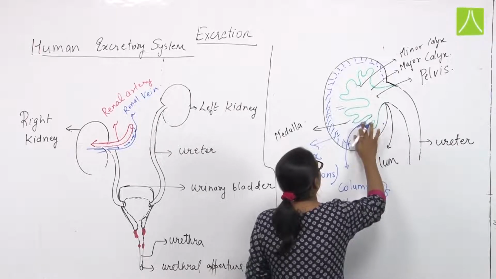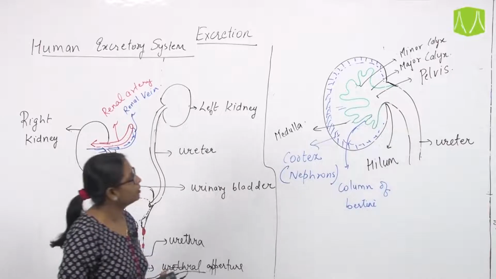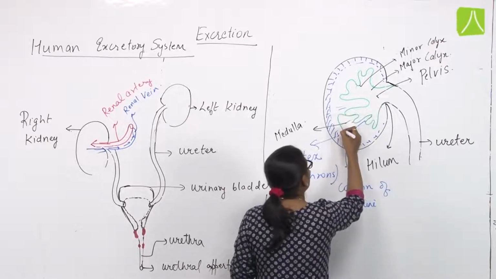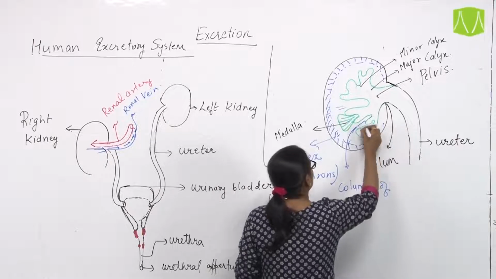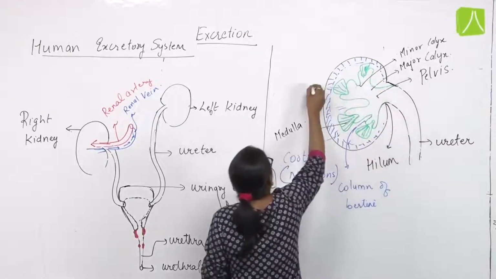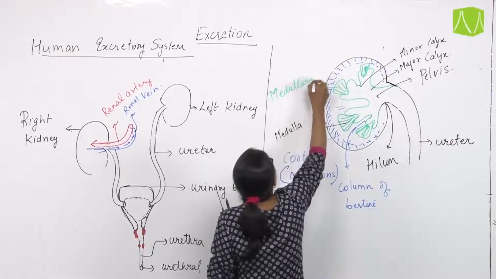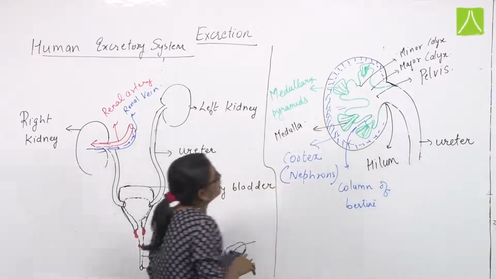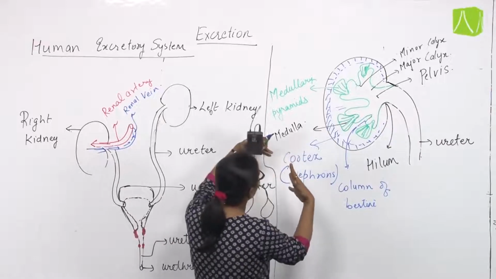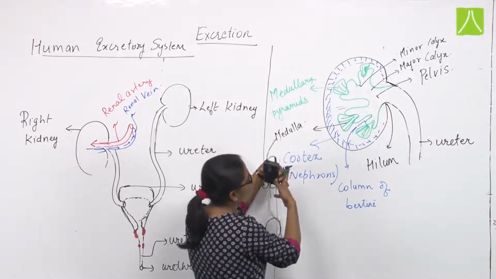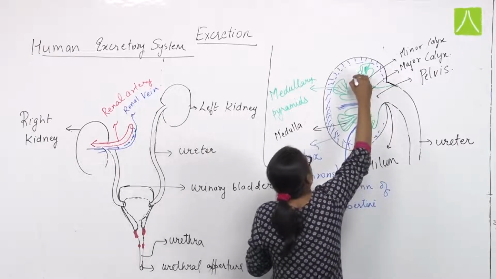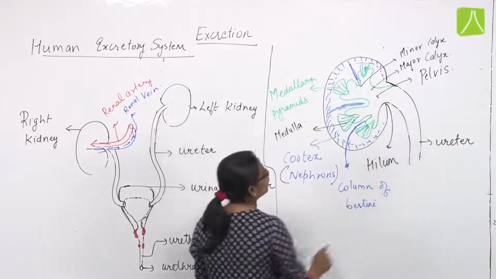Fine. This column has been formed due to the formation of the pyramids. That means the medulla also projects out in the form of pyramids known as medullary pyramids. These are medullary pyramids. Now these medullary pyramids are formed due to extension of the medullary region only. Due to extension of this medullary region, the cortex region has also been invaginated in between their extension, and this invaginated section of cortex is known as column of Bertin.